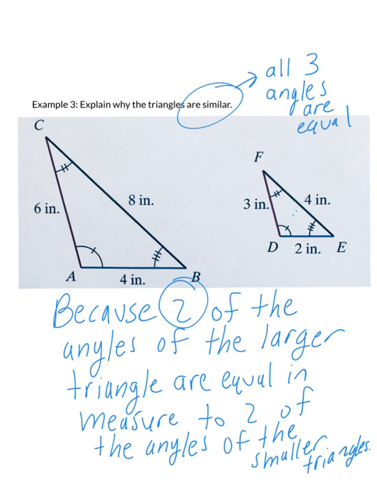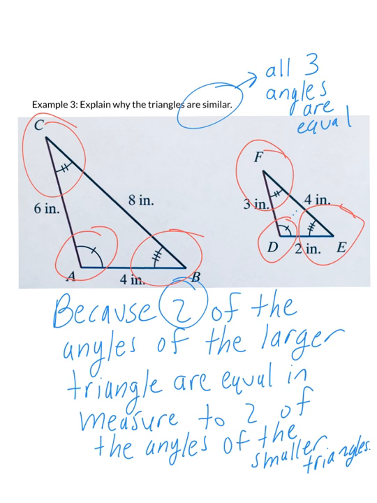So if you look at our example here, you'll notice that the angles that are equal have the same number of tick marks in them. So angle A of the larger triangle is equal to angle D of the smaller triangle because they both have one tick mark in them. Angle C is equal to angle F. They both have two tick marks in them. And angle B equals angle E. They both have three tick marks in them.